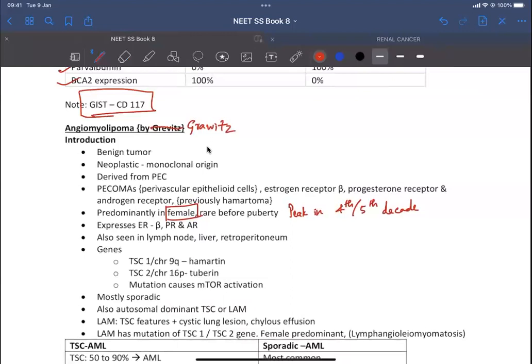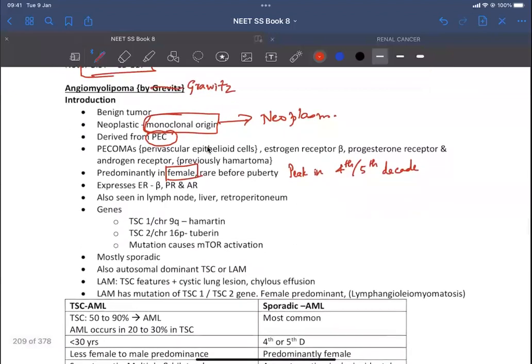So the next tumor is angiomyolipoma. It's again a benign tumor, and as the name suggests, it's composed of blood vessels, smooth muscle, and fat cells. It's monoclonal in origin. That way, it is a neoplasm. They are generally benign, but when these are associated with tuberous sclerosis and lymphangioleiomyomatosis, and certain epithelioid variants can metastasize and can invade. So it is derived from perivascular epithelioid cells. It's also called a PEComa.